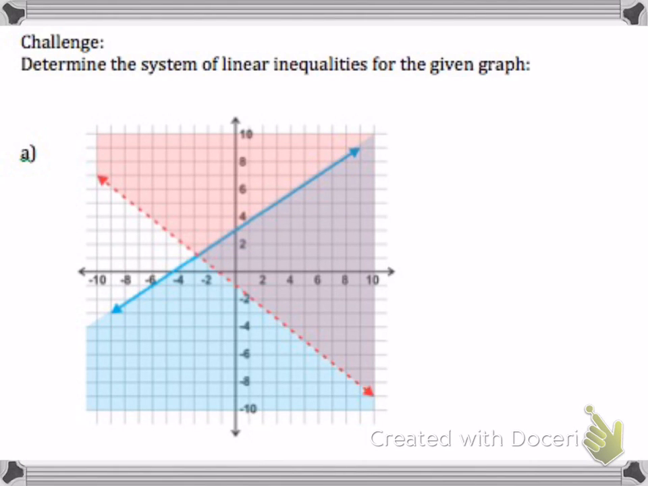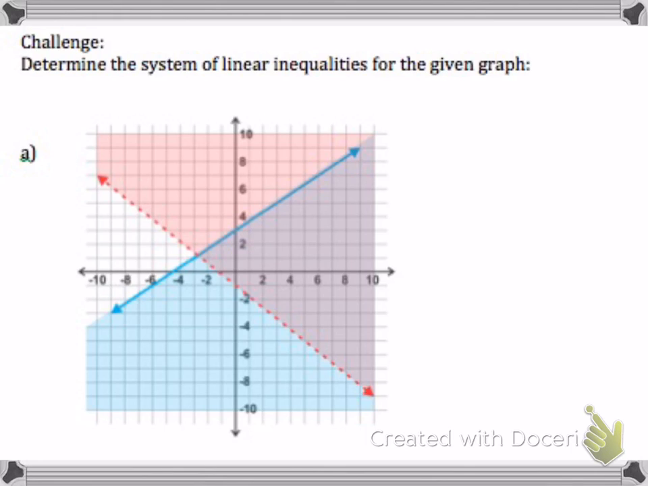So for the challenge, we're looking at determining the system of linear inequalities for the given graph. So that means we're trying to come up with the inequalities that make the graph true, or the intersection of the graph true. So we really just have to come up with the inequalities for the graph that's available. I'm going to start with the graph here that I have in blue. Now, obviously, yours is not in blue, so if you just want to look at that corresponding one, you may want to go over it in a blue colored pencil or a highlighter.